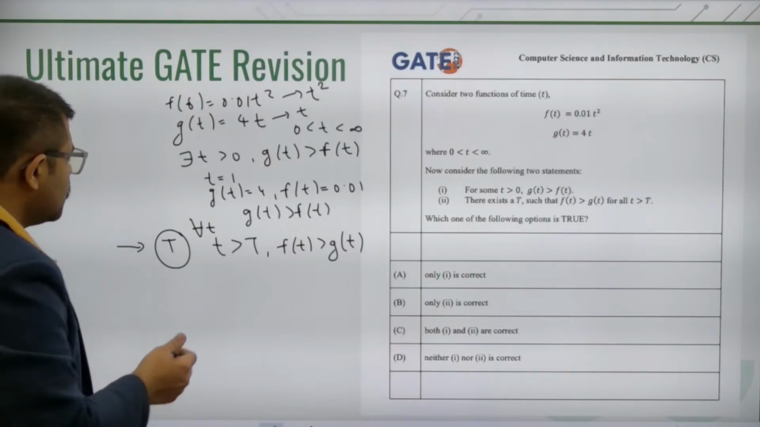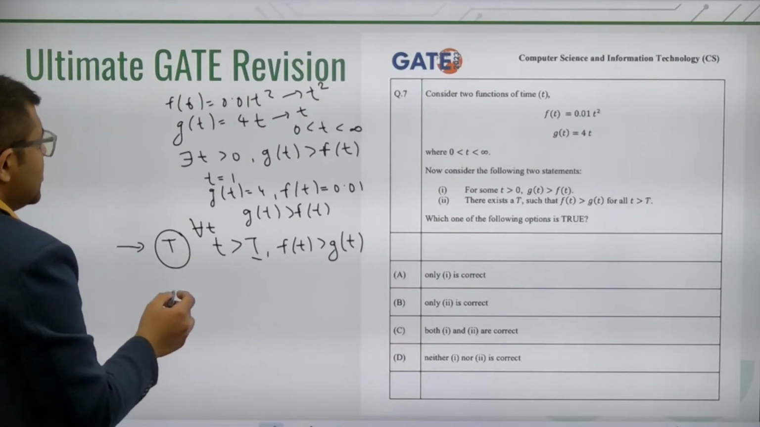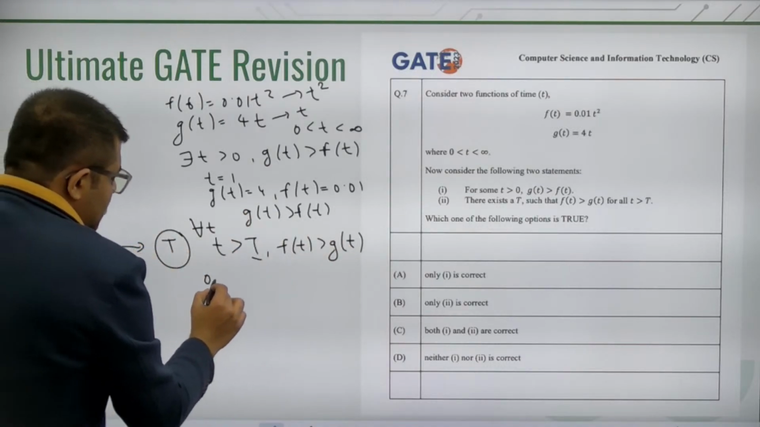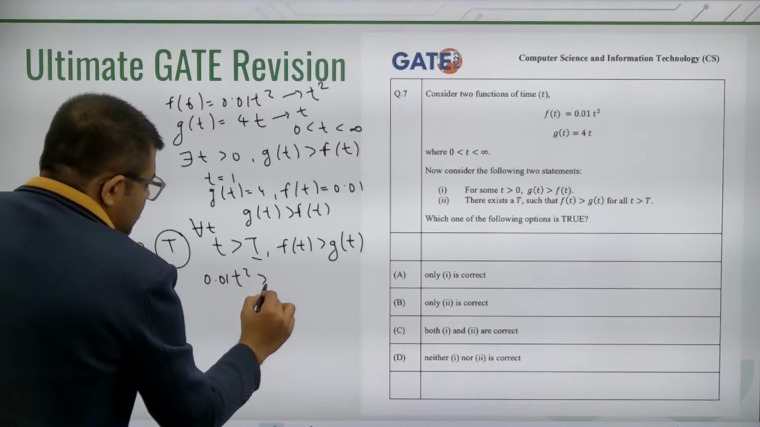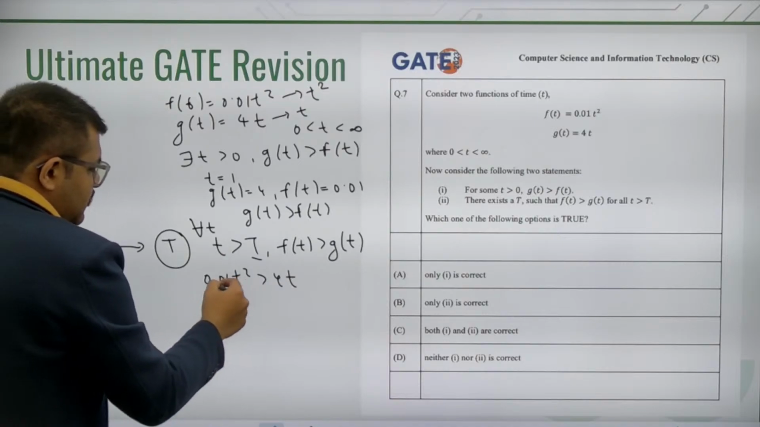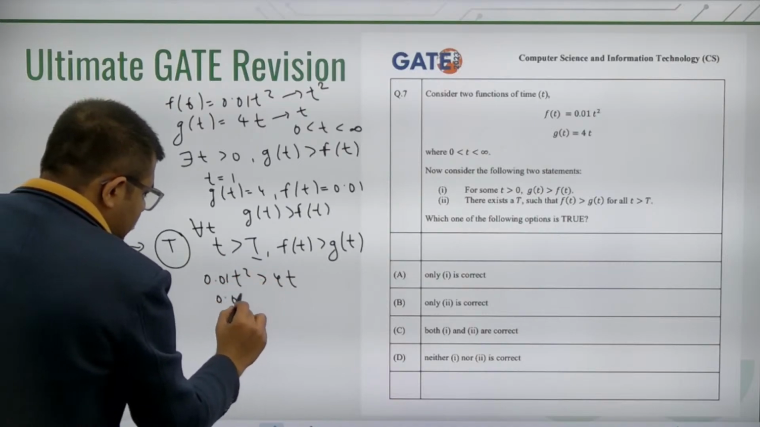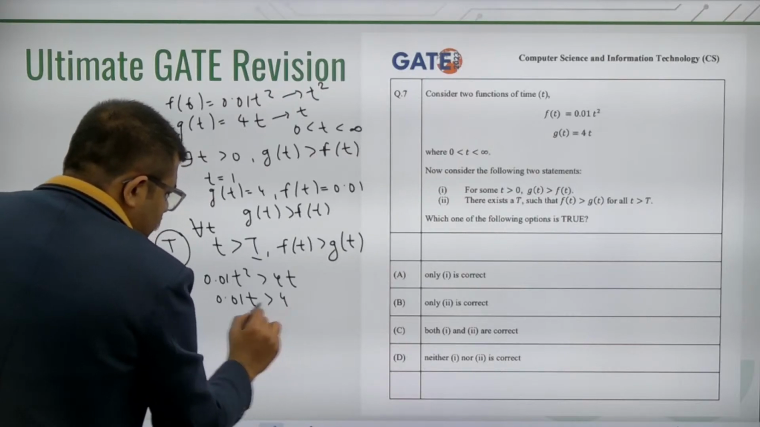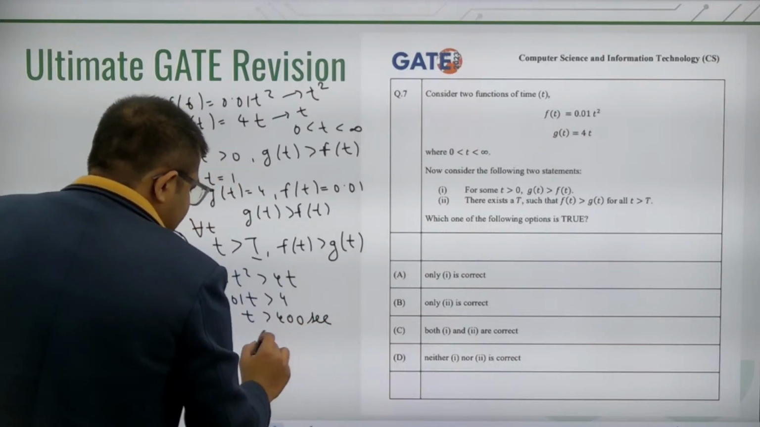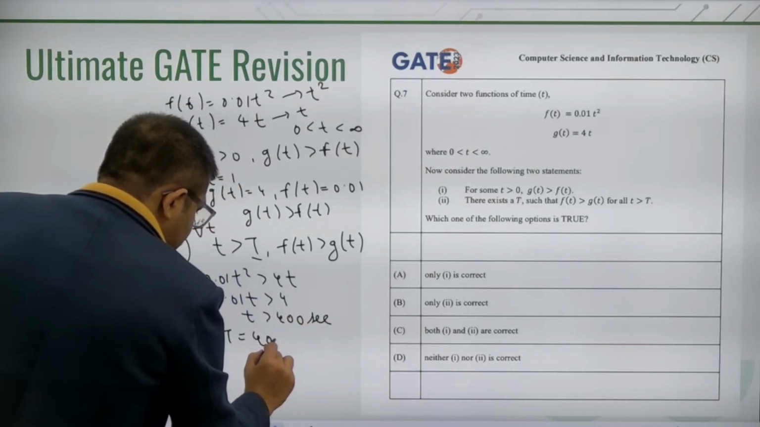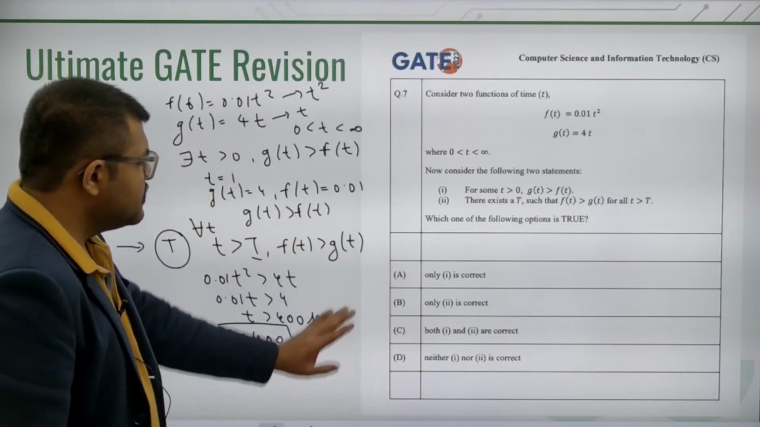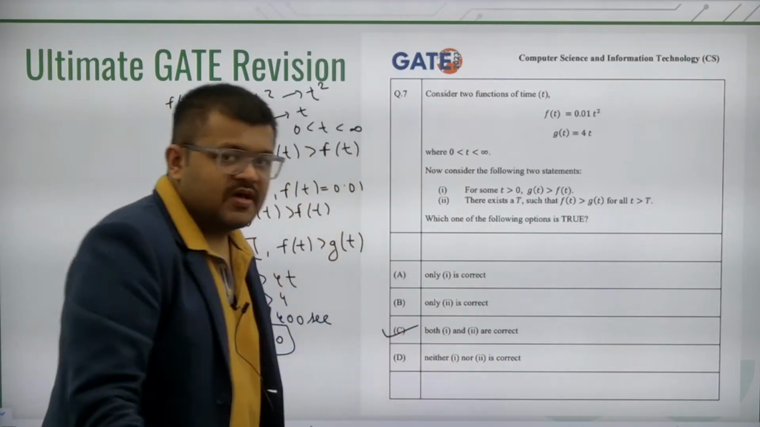But if I want to find the value of capital T, I can also do that. I can say for all t greater than T, f of t is greater than g of t. So I can say 0.01 t square is greater than 4t. This is true for all t. Now find the value of T. So one t gets cancelled out. So 0.01 t is greater than 4. So t is greater than 400. Let's say it is in seconds. So my capital T became 400. After this value, f of t is greater than g of t for all values of t. Hence both of them are correct. So option C is the correct answer.